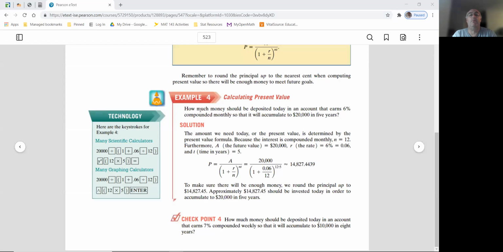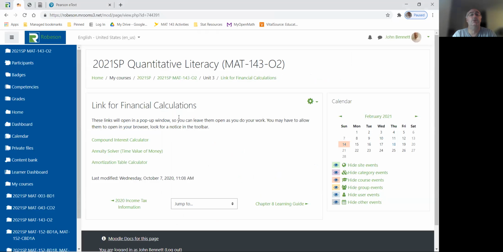So here we want to know how much money should be deposited today in an account that earns 6% compounded monthly so that it will accumulate $20,000 in 5 years. So what we need to do is to open up our online calculator. Remember that you can get to that by scrolling all the way down to Unit 3, clicking the link for financial calculators, and the compound interest calculator is the first one, and it pops up as a pop-up box.